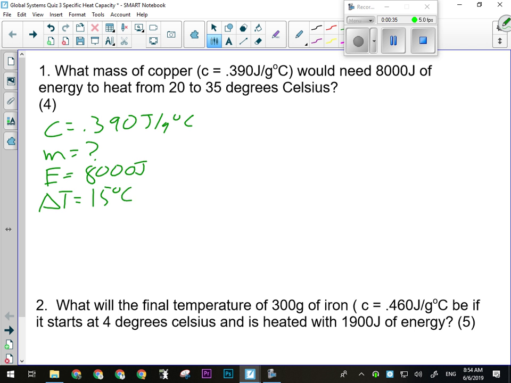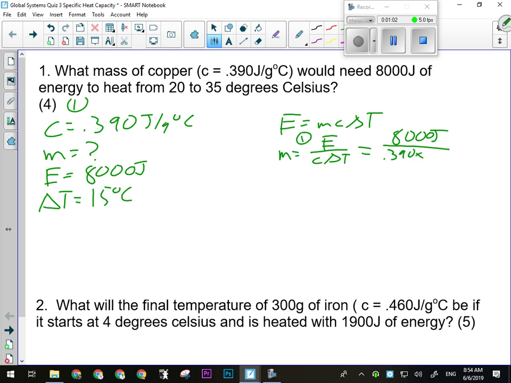Okay, everybody with me there? All right, so 1 mark for givens. Okay, we're using E equals MC delta T, and we're solving for M. So that's M equals E divided by C times delta T. They can have a mark for that. And a mark for plugging in the numbers in the correct place. 8,000 joules divided by 0.390 times 15.